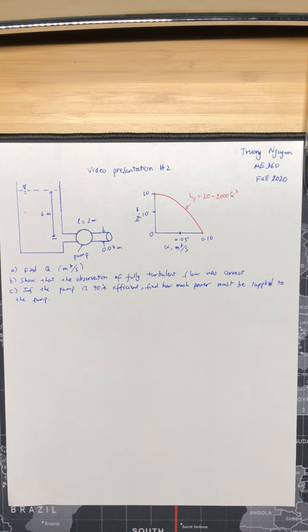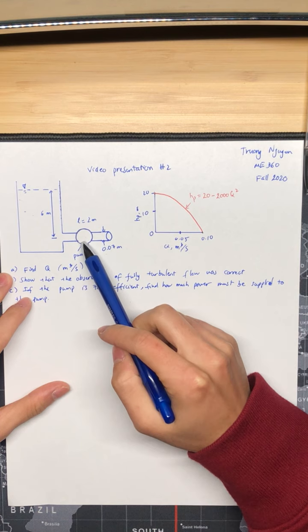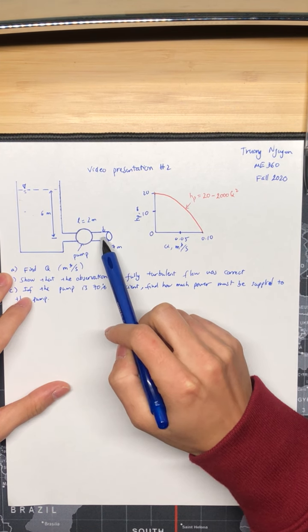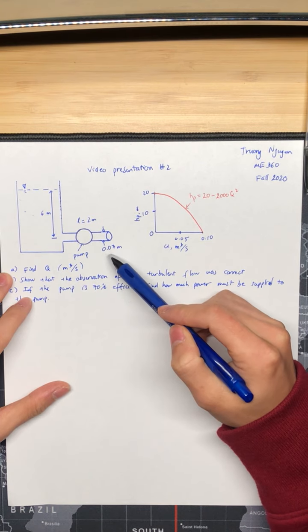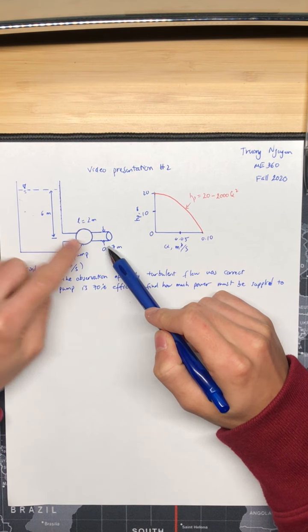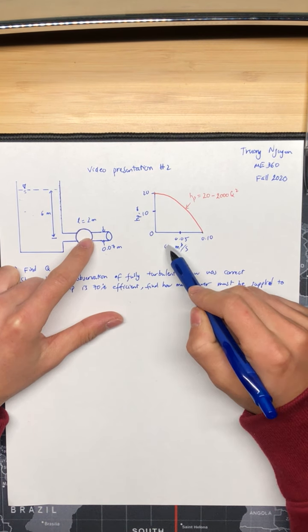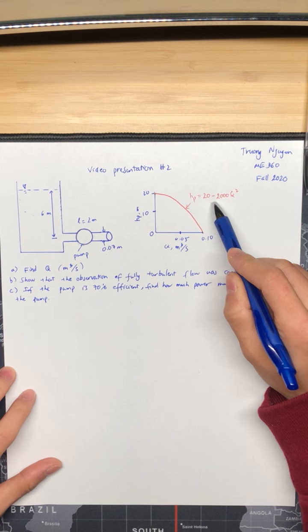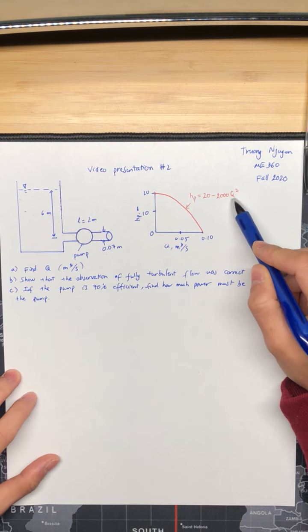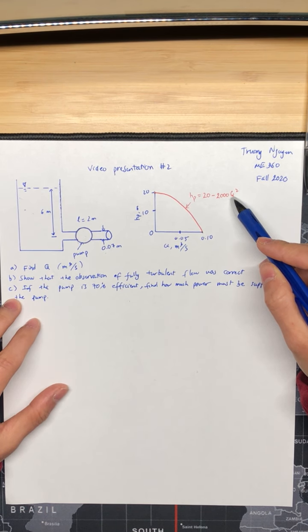Okay, today I'm going to present myself attempting to solve a problem that is provided. We have a tank and a pump and 2 meters of pipe with a diameter of 0.07 meters, and also we have the relationship between the pump head and the flow rate, which is 20 minus 2000 Q squared. This is a very important detail that we're going to use to solve the problem later.